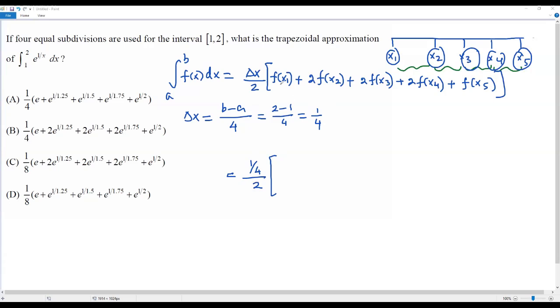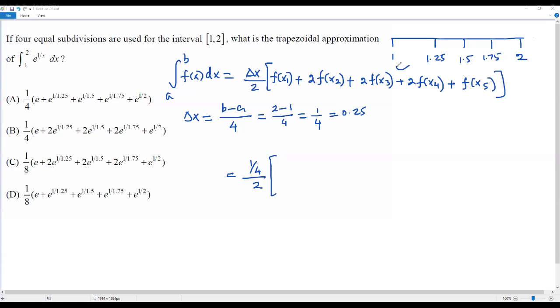So now what is the value of x1? For that, let me erase everything. The first value of x is the lower limit of the integral, that is 1. Now to get the second value of x, let's convert this 1/4 to a decimal. Then I'm getting 0.25. To get the second value of x, we add this 0.25 to the first value. Then I'm getting 1.25. To get the next value, we add 0.25 again. Then I'm getting 1.5. Then we get 1.75. I'm getting 2 over here.